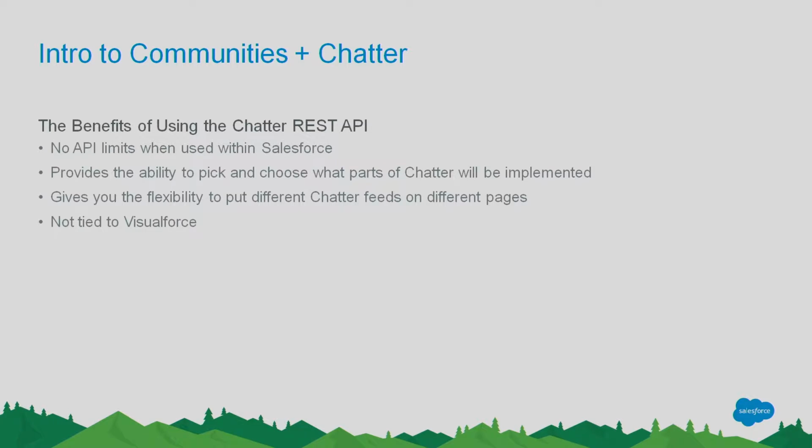Provides the ability to pick and choose what parts of Chatter can be implemented, giving you the flexibility for different pages. So for instance, you might have a Chatter group for your sales employees and you just want the feed to come through for certain things. You can pick and choose what parts. You don't even have to have it so they can post, just so they're read-only. You don't need the files or any of that. With using the REST API, you just pick and choose.